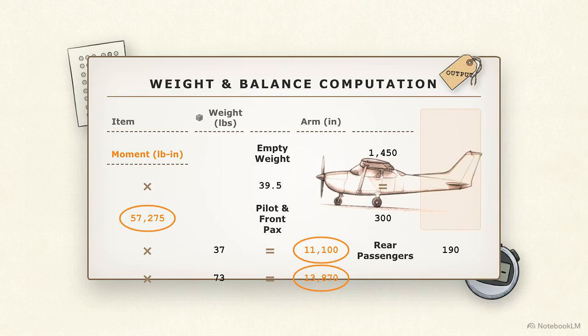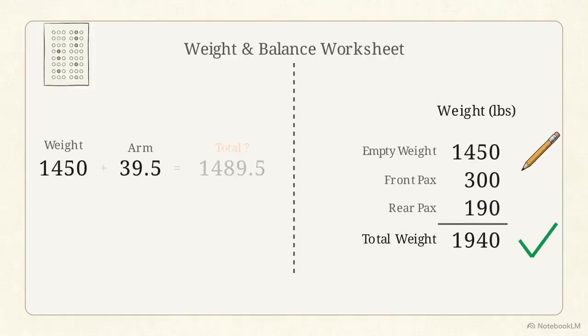Keep your columns strictly aligned. Moments are outputs you must calculate yourself. Isolating them on the right side prevents you from accidentally adding an arm measurement to your total weight.